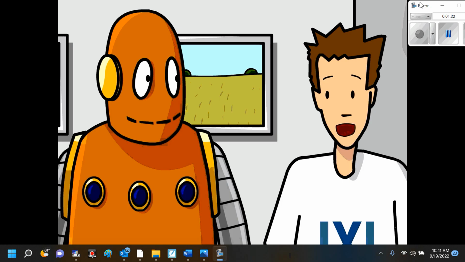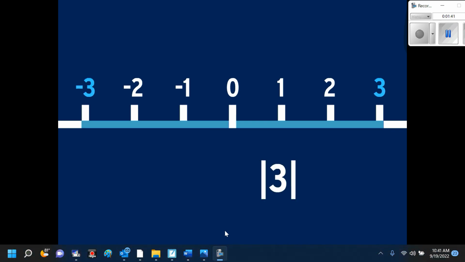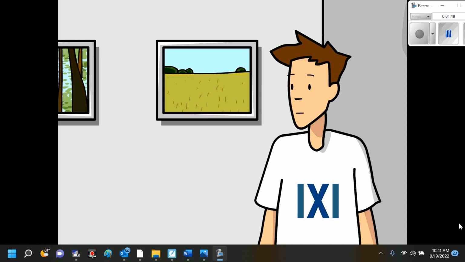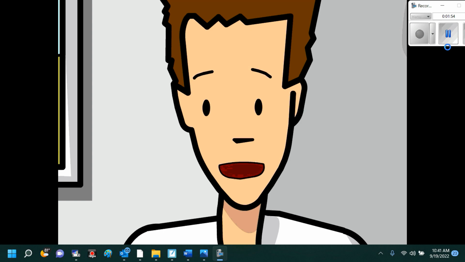So positive 3 and negative 3, they have the same absolute value. Yes, they do. Absolute value is a measure of a number's distance from 0 on the number line. Even though they have different values, 3 and negative 3 are both 3 units away from 0. The absolute value of 3 is 3, and the absolute value of negative 3 is also 3. Okay, let's get back to hanging these pictures. Moby? I guess he didn't know I was kidding about that pot of gold.